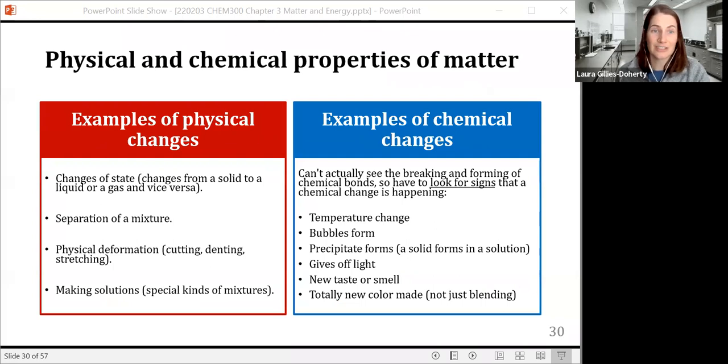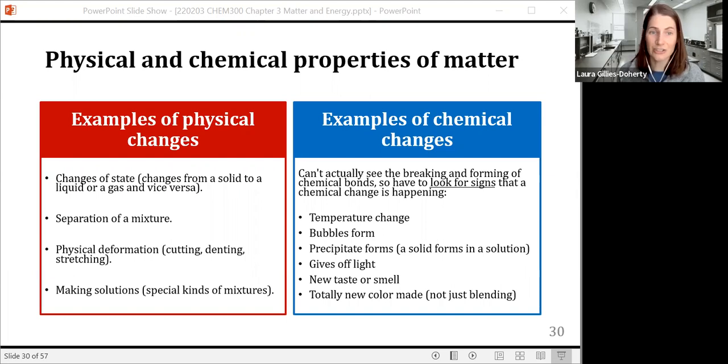So some examples of physical changes. Changes of state, like when things change from a solid to a liquid or a gas or vice versa. Changes of state are physical changes. Separating a mixture, that's a physical change. Taking two substances and just physically separating them, you still have the same two substances when you're done. The only thing that's changed is that instead of being mixed together, they're no longer mixed. Physical deformation, like cutting, denting, stretching, doesn't change the identity of the substance, you're just changing its shape.